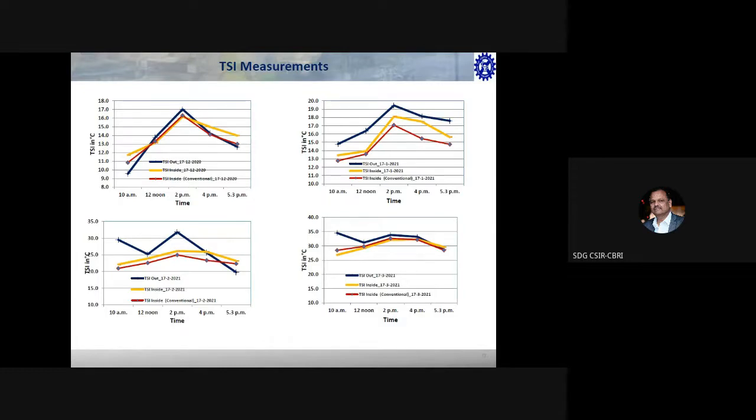So this is the Tropical Summer Index measurement that we have done. One is the Tropical Summer Index for the outside condition, and the other two are for the brick construction wall and the AAC wall.